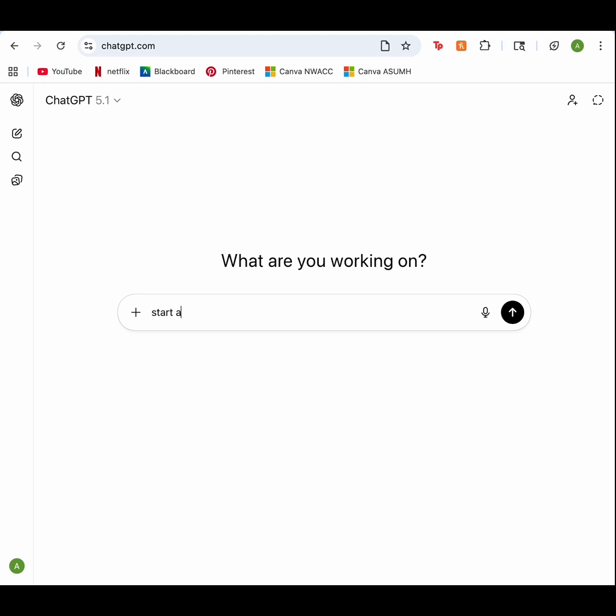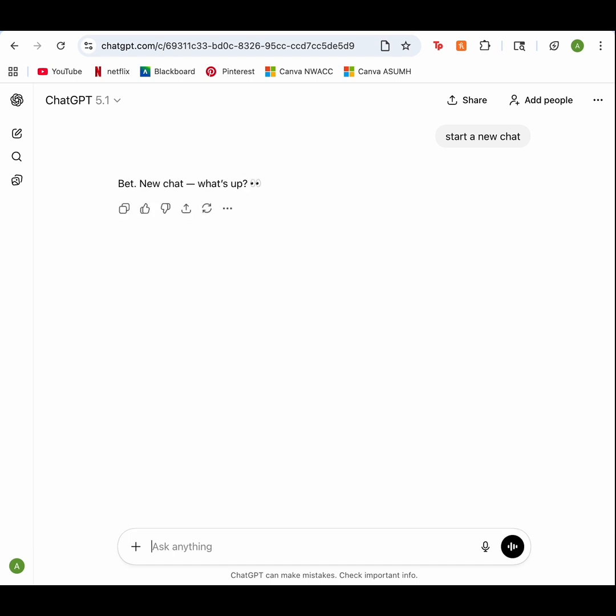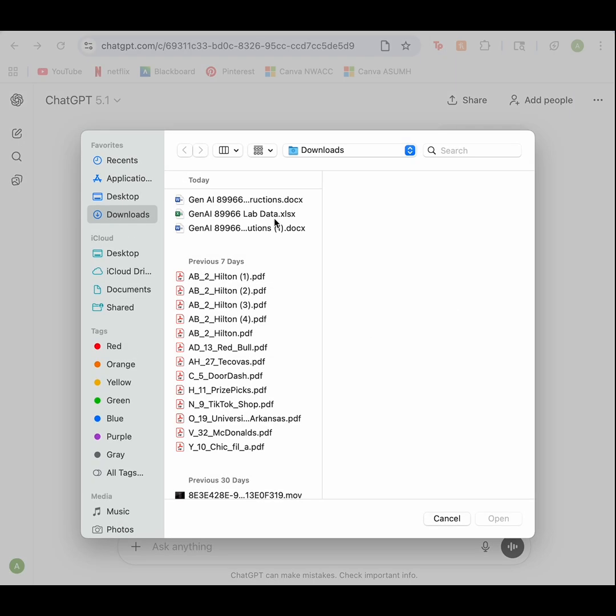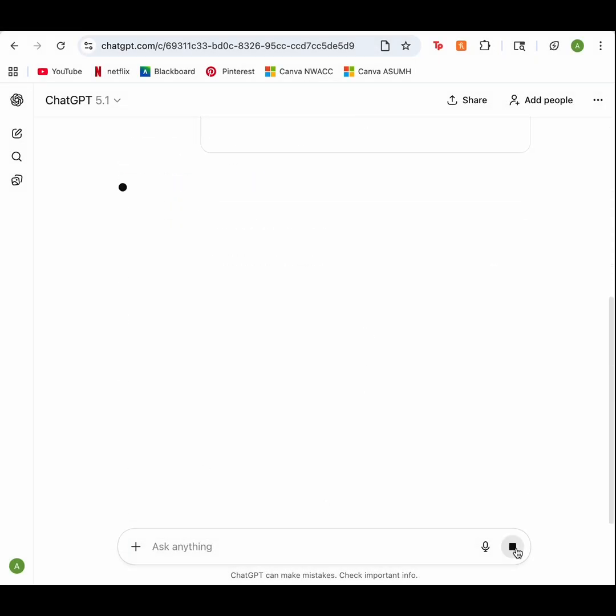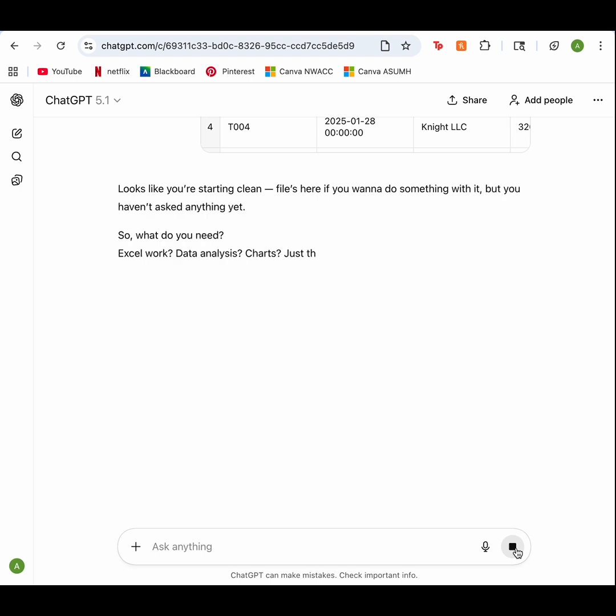So we will just type in here, start a new chat. And this will just help us clear the memory from every previous conversation so the analysis can run clearly. Then we will go ahead and upload our data. This is just so that ChatGPT can analyze it and better help us with the prompts. Now you can either type out your prompts from the lab instructions or you can copy and paste them. I will be copy and pasting them.